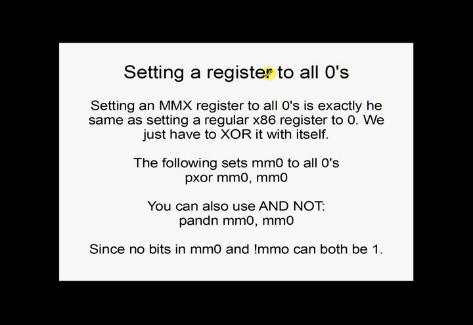Okay, so first of all, setting a register to all zeros is exactly the same as setting a regular x86 register to all zeros. All you pretty much have to do is exclusive OR the register with itself. So PXOR MM0, MM0 will set MM0 to all zeros. We can also use the ANDN instruction, that weird new Boolean instruction, and PANDN MM0, MM0 will set it to 0 as well. Pretty good.